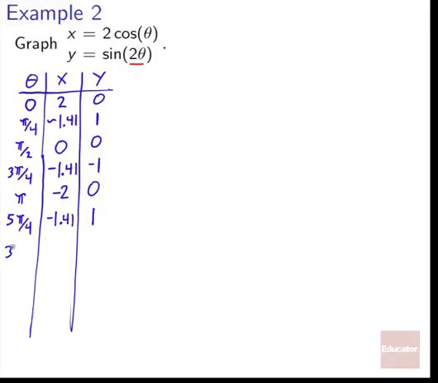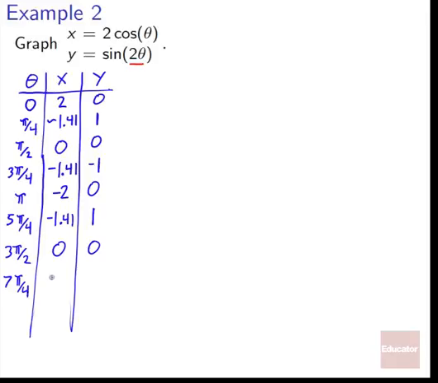Next up, 3 pi over 2. 3 pi over 2 in for cosine, 0. 3 pi over 2 into sine of 2 theta is sine of 3 pi, effectively, which is the same as sine of pi, which is 0. We're repeating there, remember. 7 pi over 4.